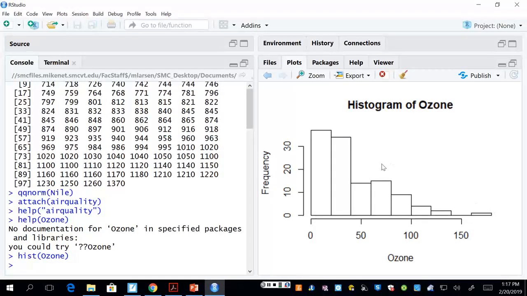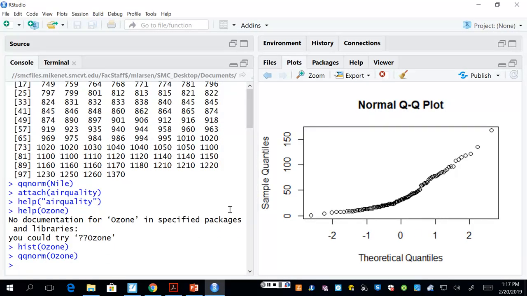Right? The ozone measurements don't look normal at all. Right? And they're mostly low. On some days, there's a lot of sun and a lot of traffic, and you get a lot of surface ozone, which is bad for people. If you do that same plot, QQ norm of that variable, you get more of a bend. Right? You can't really draw a straight line through these, right? It deviates. It's a bendy line, right?